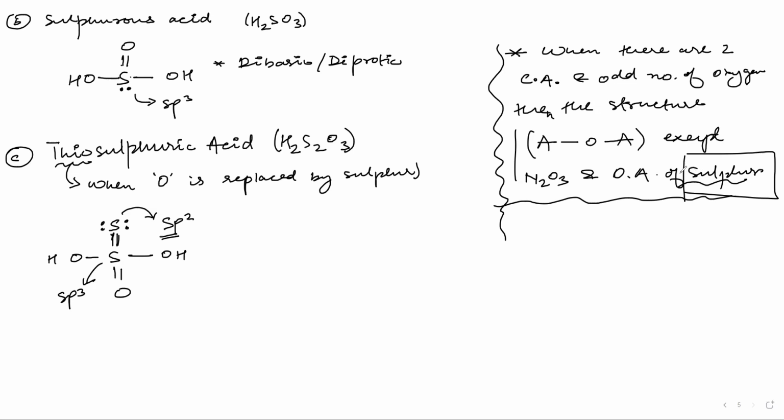Are you guys done? No, sir. Okay. This point is not important. We have discussed this again in the oxides of nitrogen and oxy acids of nitrogen. This is the third time we are discussing it. When there are two central atoms and an odd number of oxygens, then the structure is AOA, except N2O3 and oxy acids of sulfur.